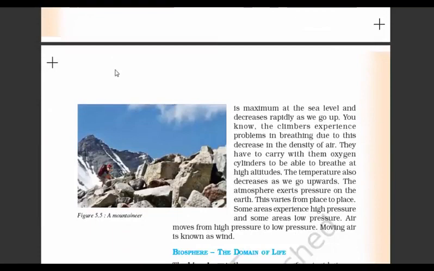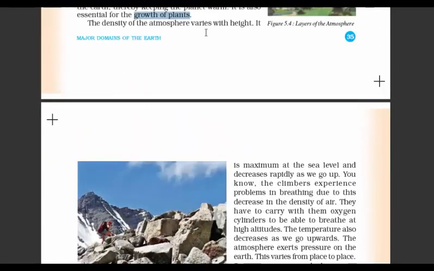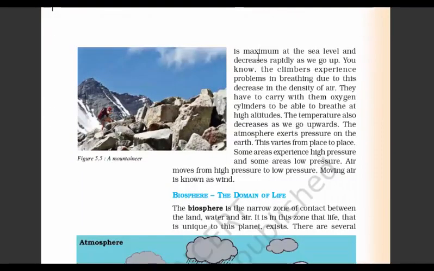Now coming to page number 7. The density of atmosphere varies with height. Which is true. The density of atmosphere varies with height. It gets maximum at the sea level and decreases rapidly. Remember, going down increases, going up decreases. And the temperature also increases as we go up. That's why a lot of the mountaineer, when they go on a trekking or any kind of summit, so they have to carry oxygen cylinder so that they can breathe.